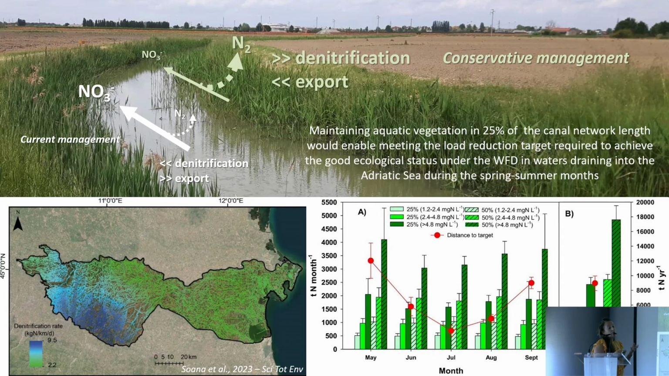In other words, if we try to maintain vegetation in about 1/4 of the canal network length, we would be, for example, able to meet the load reduction target required to achieve the good ecological status under the Water Framework Directive in the water exported from this basin. And the greater capacity to mitigate nitrates occurs in the period that is more sensitive, where the eutrophication risk is higher, and it is particularly important in order to prevent eutrophication-related phenomena.